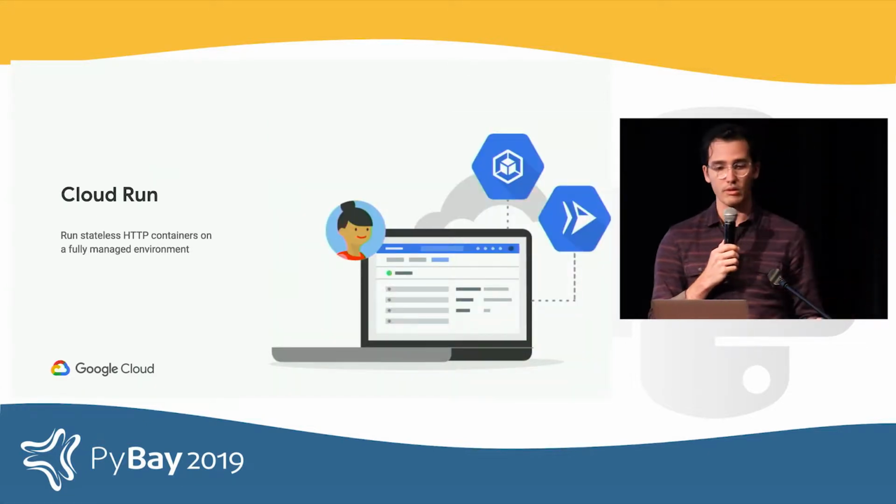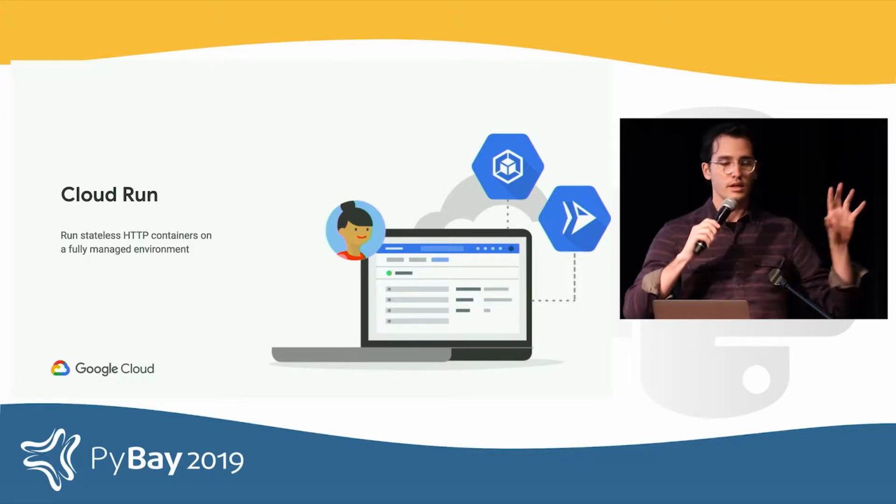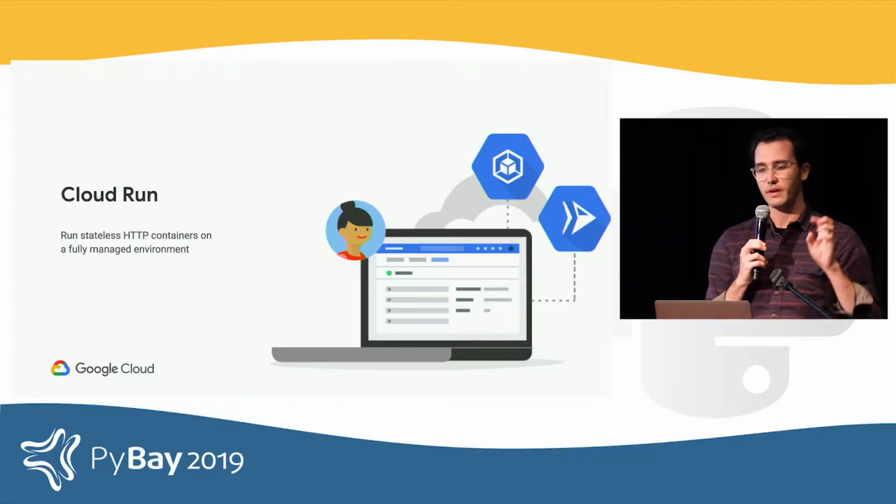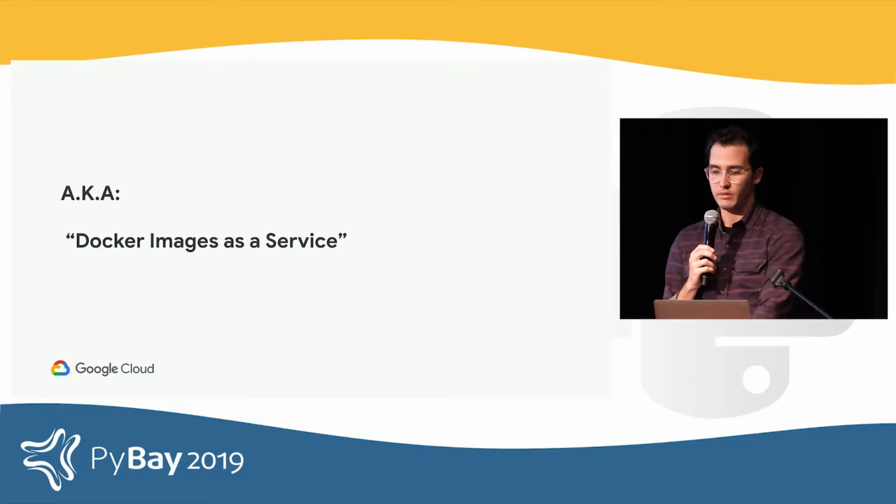And one of those is Cloud Run. And it's pretty cool. It's stateless HTTP containers as a service. So basically, Docker images as a service. You create a Dockerfile, you put it up in a stateless environment, and it runs.